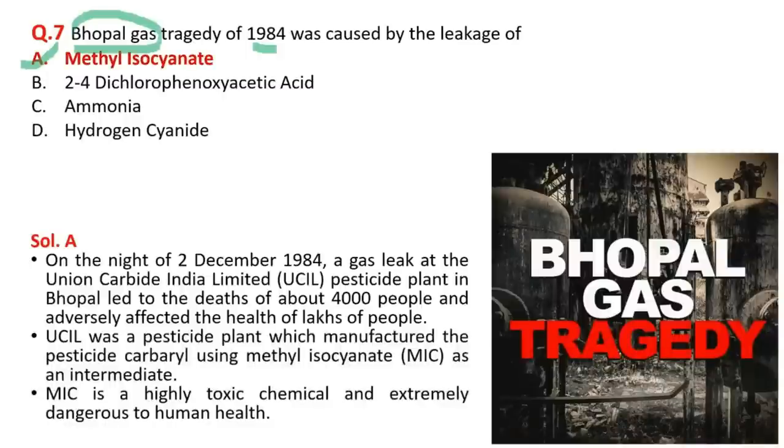On the night of 2nd December 1984, a gas leak at the Union Carbide India Limited pesticide plant in Bhopal led to the deaths of about 4000 people and adversely affected the health of lakhs of people. So the Bhopal gas tragedy happened on 2nd December 1984. You should have studied about this already. At that time this particular gas, methyl isocyanate, leaked, because this gas is a very toxic chemical and it is extremely dangerous to human health. And this is a pesticide plant where this was the main ingredient or raw material for the manufacture of the pesticide.